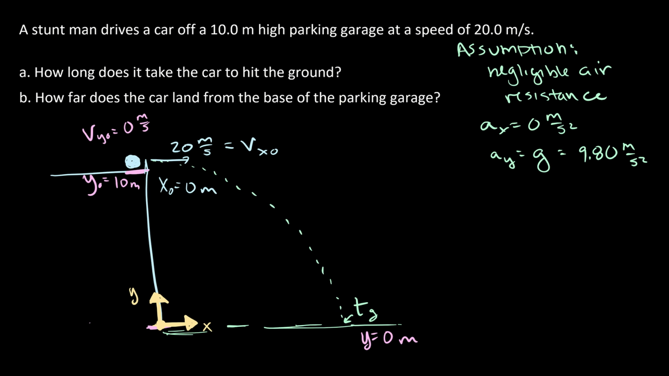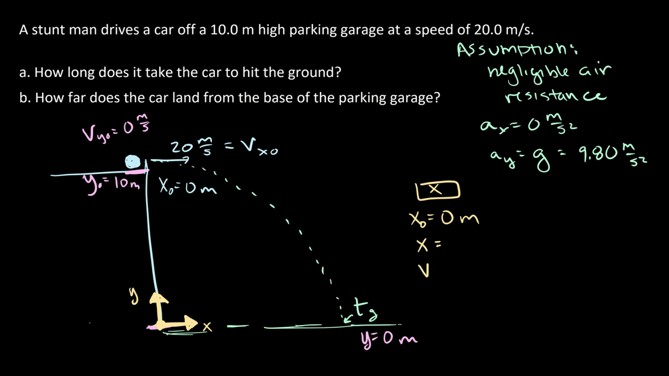Next, I want to inventory my variables. For projectile motion problems, you need two inventory lists of variables: the y direction and the x direction. So let's start with our x direction variables. I know my initial x position is 0. My final x position, I don't know. I need to find that in part B, but I don't know that right now.